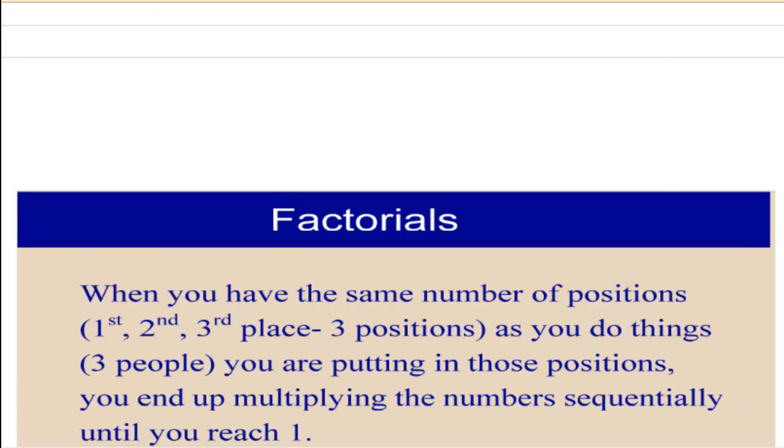We just saw an example where there were the same number of places to multiply our numbers as there were numbers. This is called a factorial. For example, we had 3 positions in our last example, and we had 3 people to put in them. And when you end up multiplying down sequentially, you'll go all the way down to the number 1.